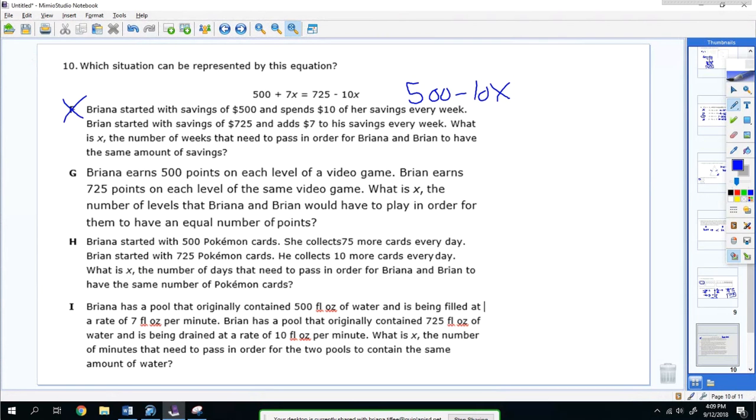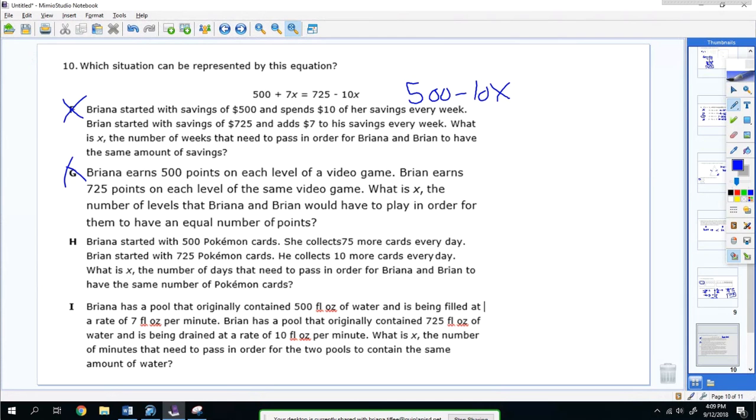G. Brianna earns 500 points on each level of a video game. Brian earns 725 points on each level of the video game. What is x? The number of levels that Brian and Brianna would have to play in order to have the same points. Well, that doesn't work because this doesn't even finish the equation.